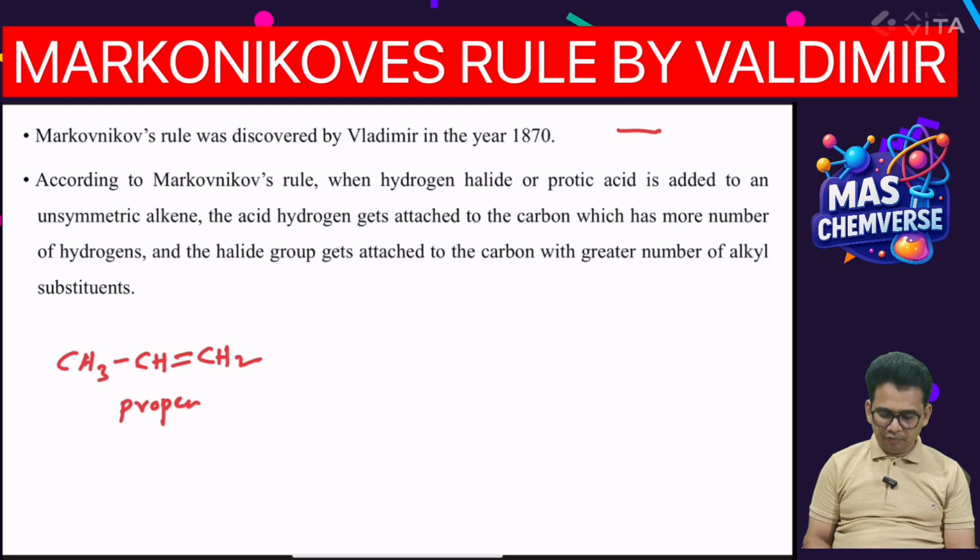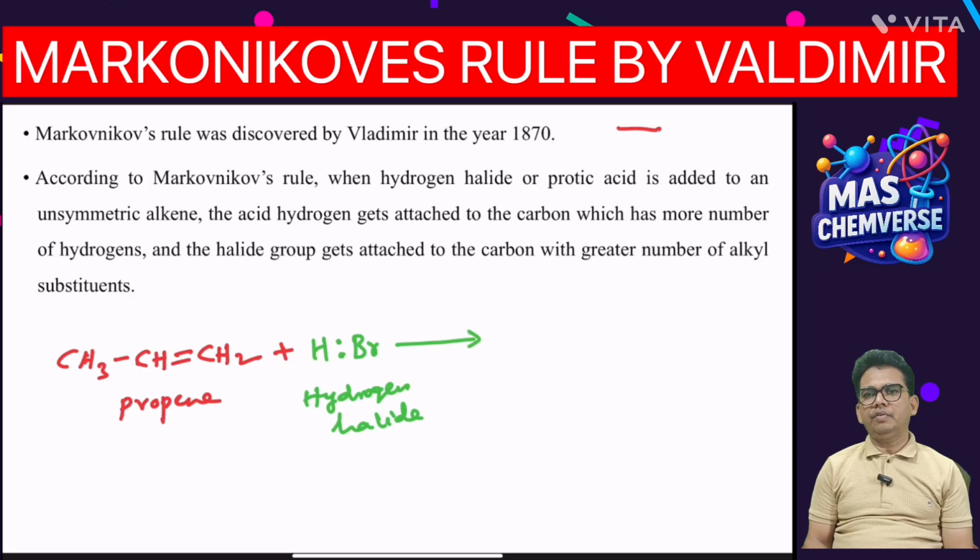This is propene. We know that this is an unsymmetric alkene. When we add a hydrogen halide, I will take HBr as the example. Better to choose a different color. According to Markovnikov's rule, what exactly happens? Hydrogen bromide, when it is ionized, produces H plus and Br minus. One is the electrophile, another is the nucleophile.